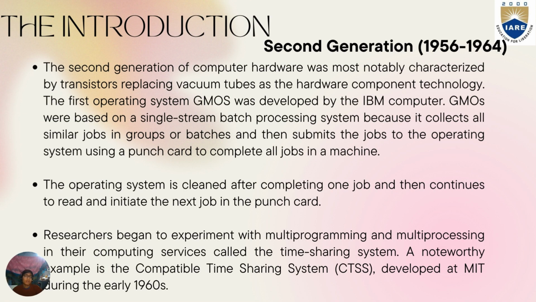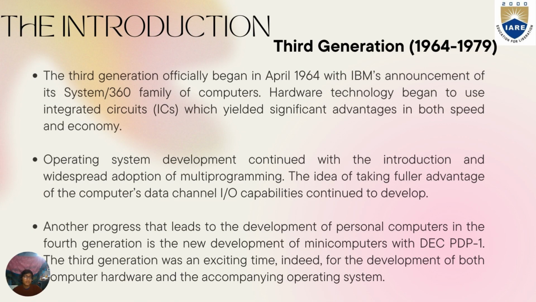The second generation of computer hardware was notably characterized by transistors replacing vacuum tubes as the hardware component technology. The first operating system, GMOS, was developed by IBM. GMOS was based on a single-stream batch processing system because it collects all similar jobs in groups or batches and then submits the jobs to the operating system using punch cards to complete all jobs in a machine. The operating system is cleaned after completing one job and then continues to reinitiate the next job on the punch card. Researchers began to experiment with multiprogramming and multiprocessing in their computer services, called the time-sharing system. A noteworthy example is the Compatible Time-Sharing System developed at MIT during the early 1960s.